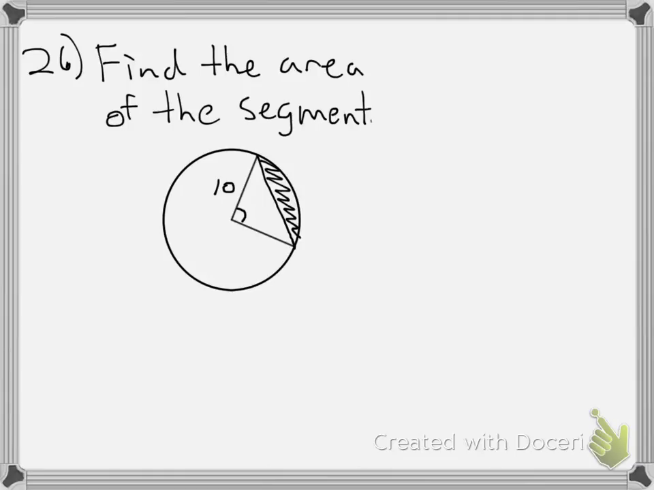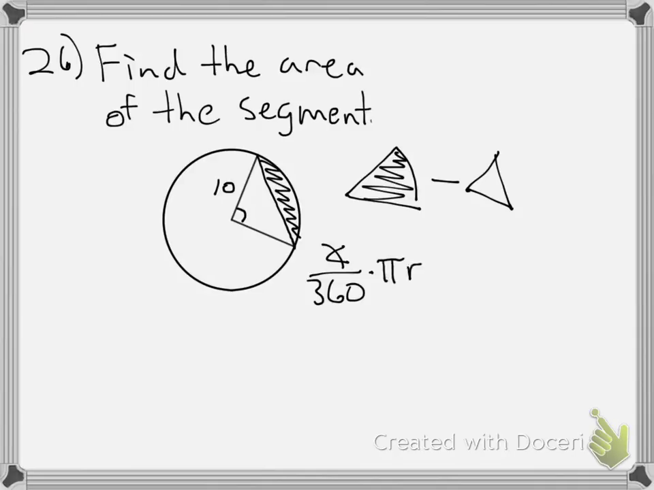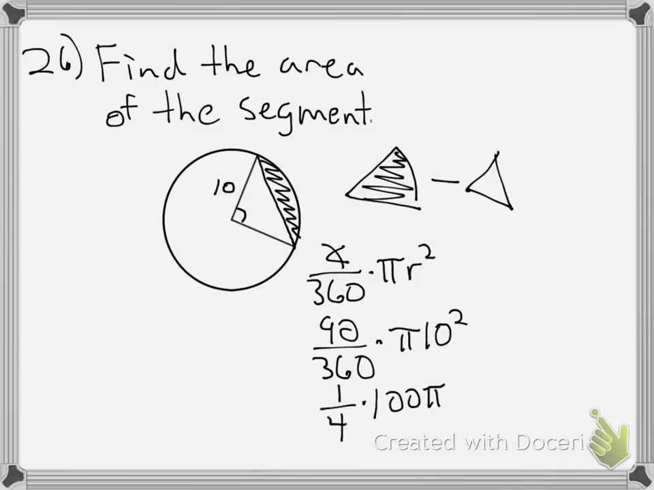For 26, we need to find the area of the segment. So the segment is going to be the area of the sector, which is that slice we have, minus the area of the triangle. Looking at the sector we have, there's a right angle here, which tells us that our angle over 360 times pi r squared, we're going to do 90 over 360 times pi 10 squared. 90 over 360 is 1/4, times 100 pi, we get 25 pi.